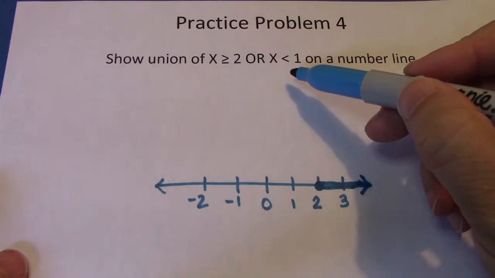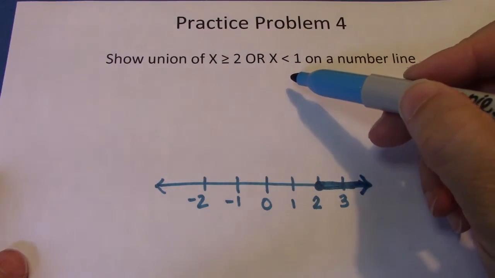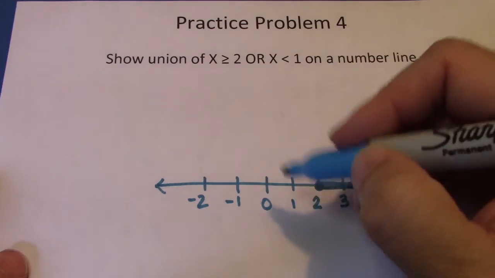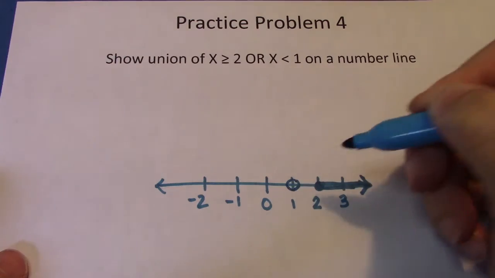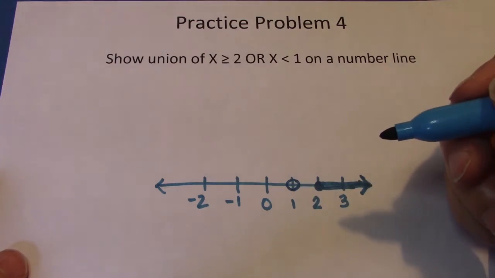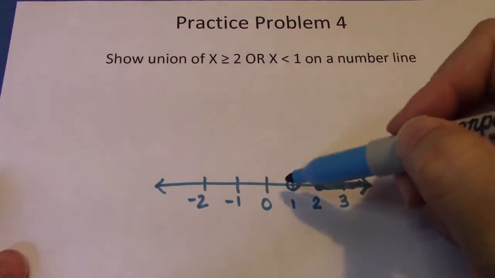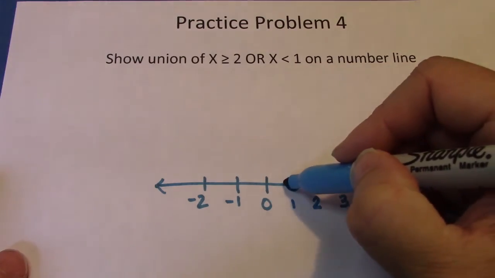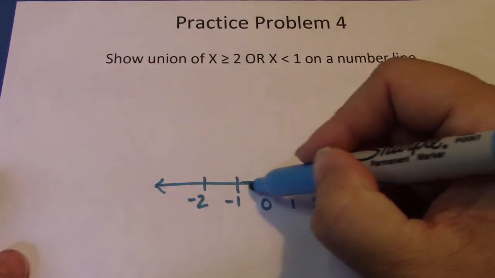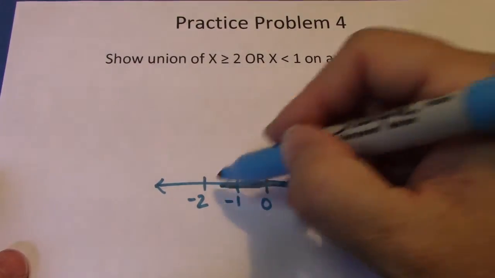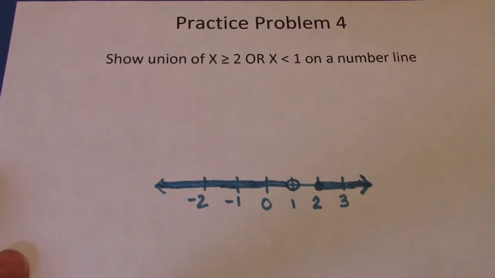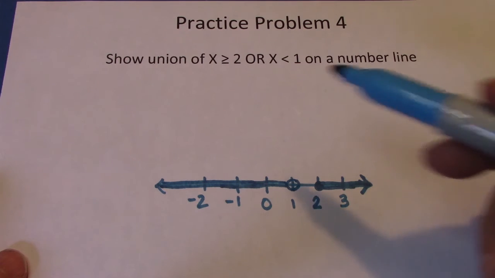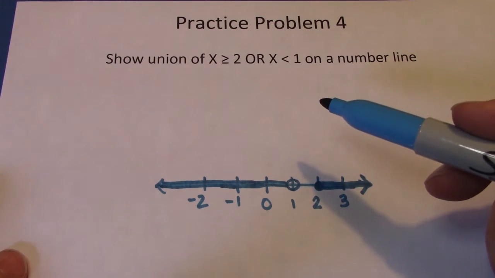And we also need to look at this problem. X is less than 1. Here's 1. It's not equal to 1, so we have an open endpoint. And we go in the less than direction, which is going to be all the way down here. So we're going to shade way down. So this is the union of these two conditions.